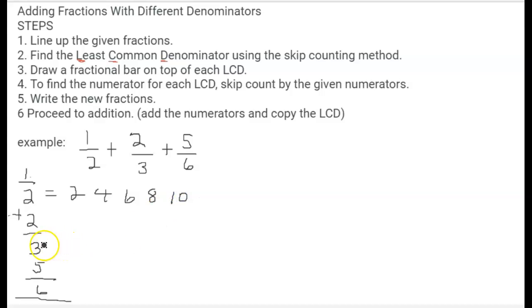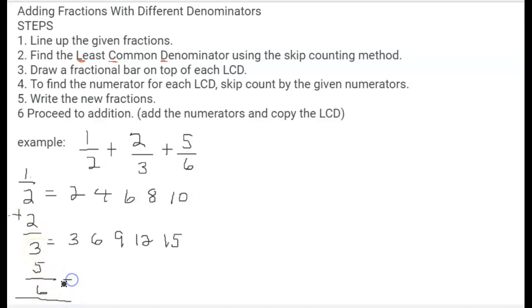Then I proceed to my second fraction. My denominator is a 3. So I'm going to start from a 3. Skip counting by 3, the next number is a 6, followed by 9, followed by 12, and followed by 15. I have to do that at least 5 times for my first and second fractions, okay?